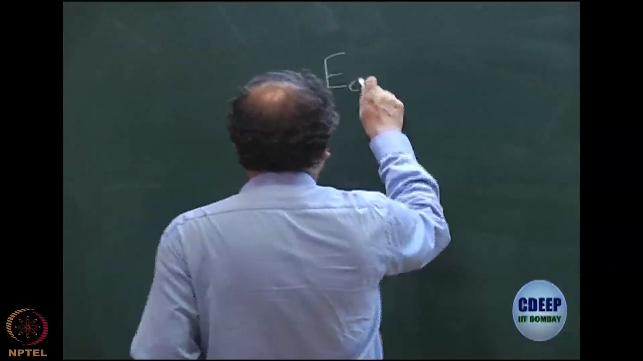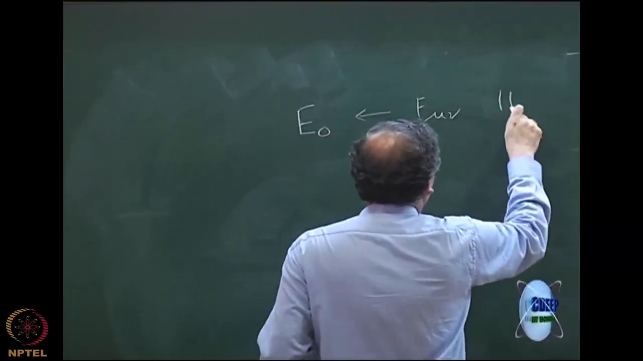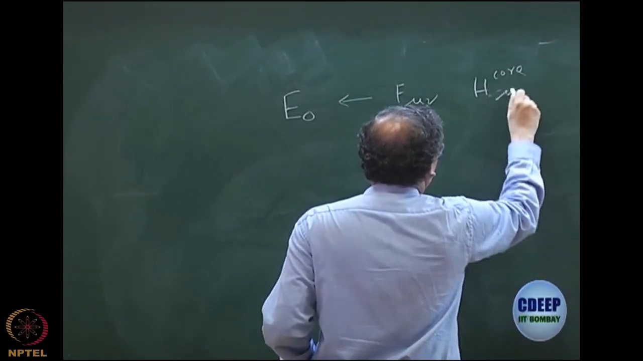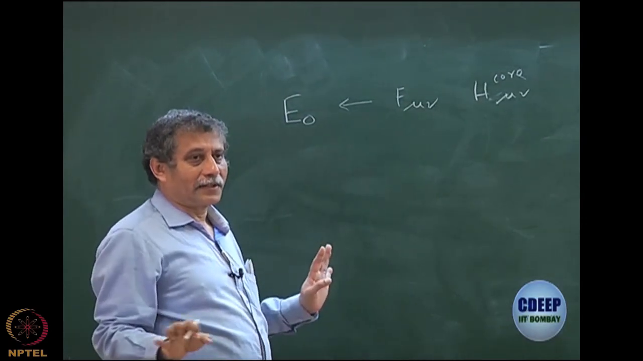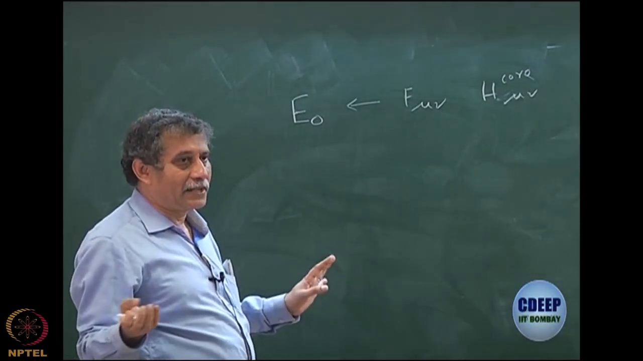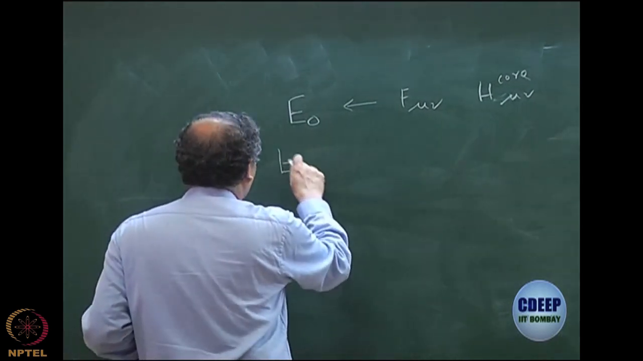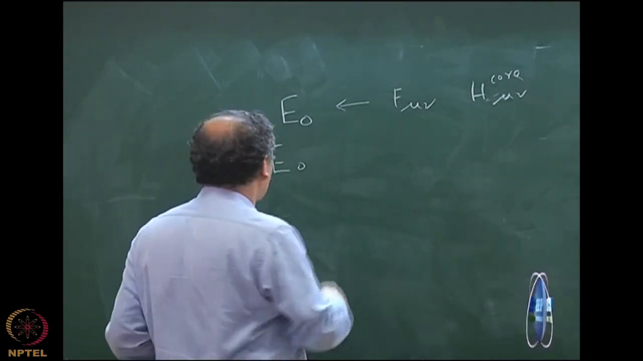In fact, I had given this particular problem: E naught in terms of F mu nu and H core mu nu. Many people got confused, so I just want to discuss it for a minute. Basically, all you have to write, and it was written explicitly that it is for closed shell, so that was also not a problem.